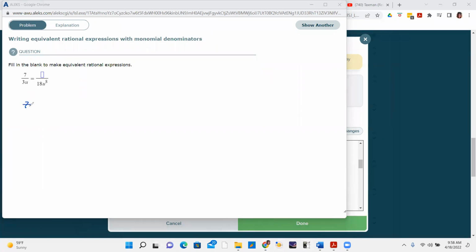Okay. I'll rewrite it so there's a little more room. All right, so to get the 18, you need to multiply the 3 by 6. And then to get u⁸, you need 7 more u's. So you need to multiply the top by the same thing. So then up here, you get 42u⁷.